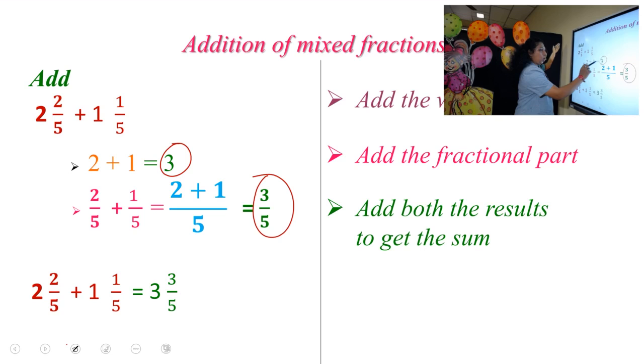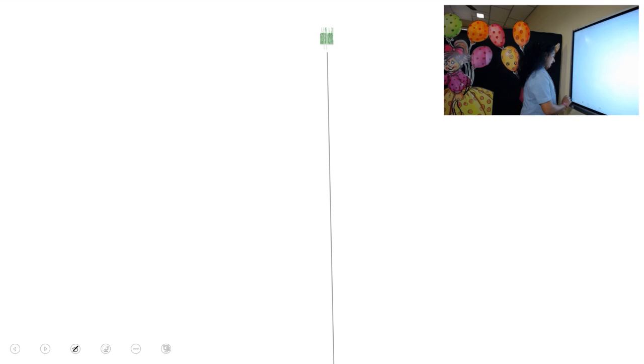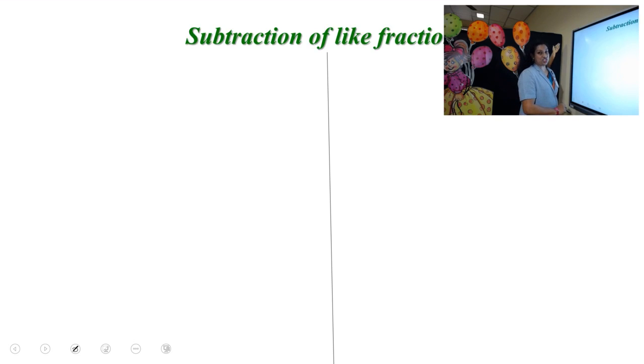Very easy. Add the whole numbers first, add the fractional part, then copy the question, then write the answer together. 3 plus 3 by 5, we learned adding a whole number and a fraction, just remove the addition sign and write the numbers together. So 3 and 3 by 5. Hope it is clear. Next is subtraction of like fractions.